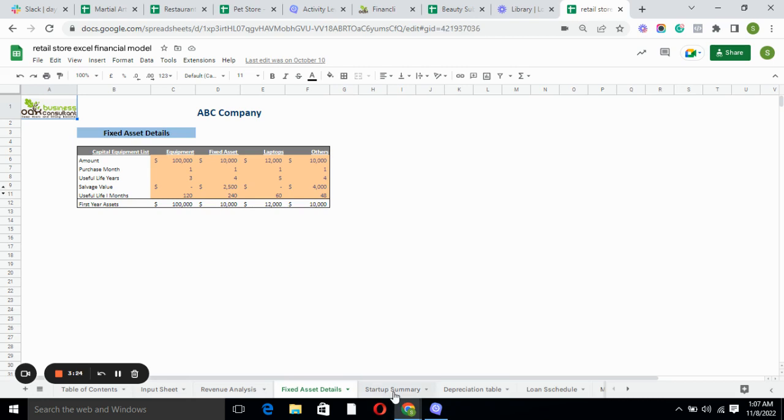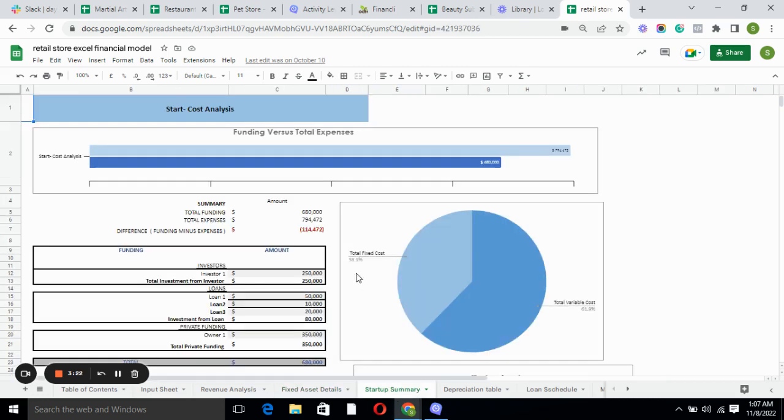Moving forward to the startup summary. Startup summary basically includes total funding and total expenses. Moreover, it tells you how much investment your business is going to require. And furthermore, the cost is divided into two parts. One is variable cost and other is fixed cost.